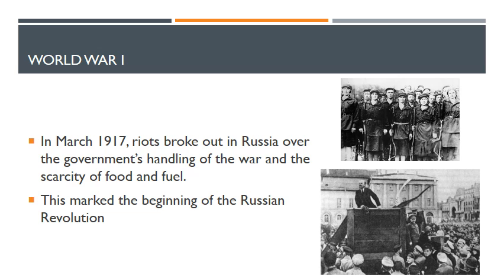In March 1917, after 3 years of bitter fighting, things were not going well for the Russians. Riots broke out over the government's handling of the war and problems with food. This marks the beginning of the Russian Revolution. We will talk in more detail about the Russian Revolution in an upcoming review, but for now, we're just going to talk about how it affected World War I.